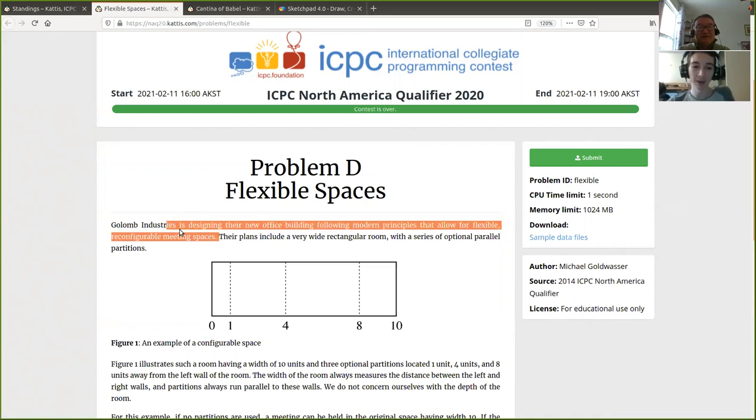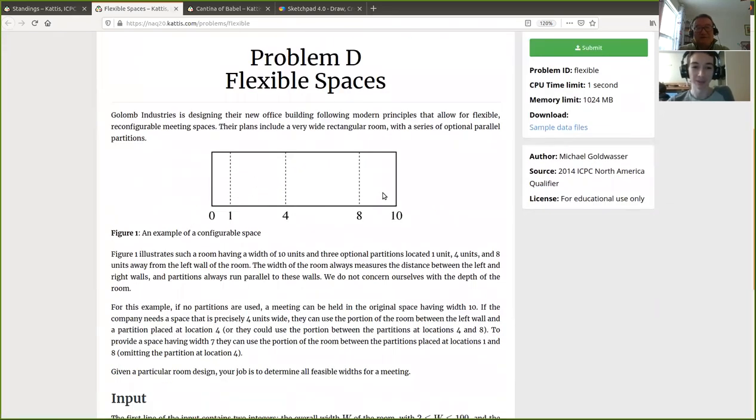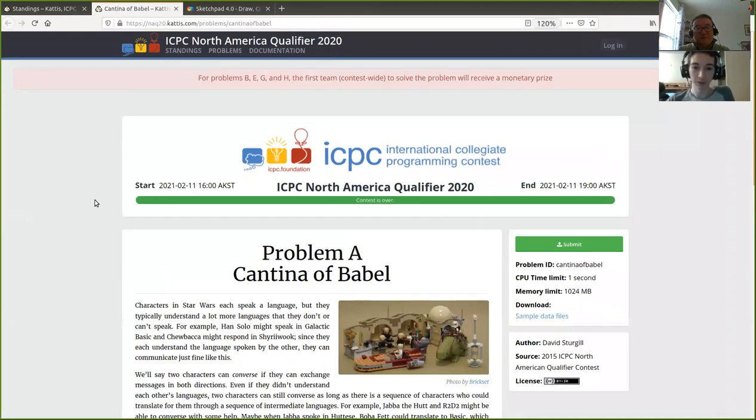When I read it, I thought it was going to ask about knapsack, but instead it's much simpler because they have to be connected. Okay, let's move on to this one.